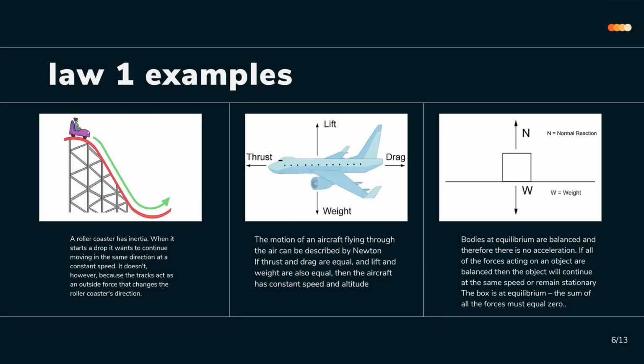Law 1 examples. There are three examples. One of them is about aircraft. The motion of an aircraft flying through the air can be described by Newton's law. If thrust and drag are equal, and lift and weight are also equal, then the aircraft has constant speed and altitude. So lift and weight are equal, and thrust and drag are equal, so all of them are going to be at a constant speed.